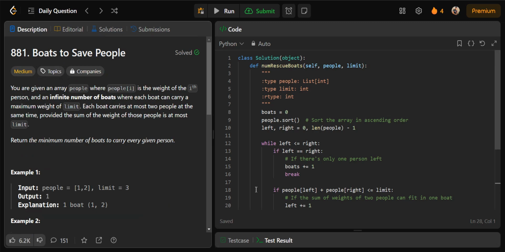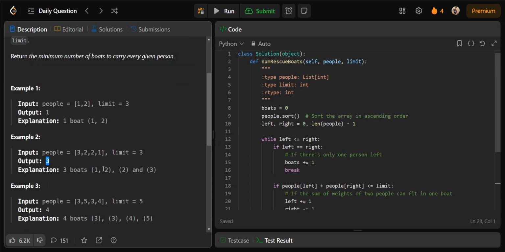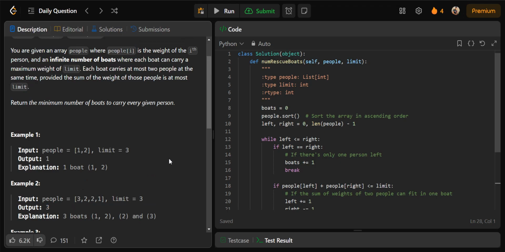So I have solved this problem using the two pointer approach. I have initialized boat with 0, and I have sorted the array. Sorting is required for the proper execution of the two pointer approach. I have made one pointer, left, with 0, and another pointer, right, with the last element of the people array.